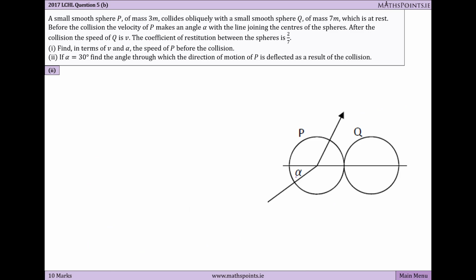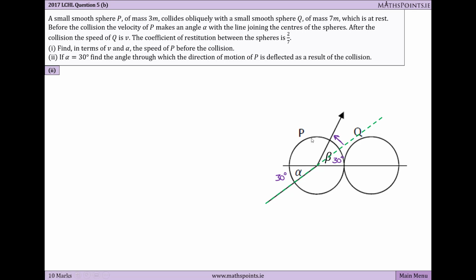The second part of the question tells us that alpha is 30 degrees, and we're asked to find the angle through which the direction of motion of P is deflected. So what that means is we need to find the angle of motion after the collision of P, which we'll call beta, and then the angle of deflection will be the difference between beta and alpha, which we know now is 30 degrees. And so this here is the angle of deflection.